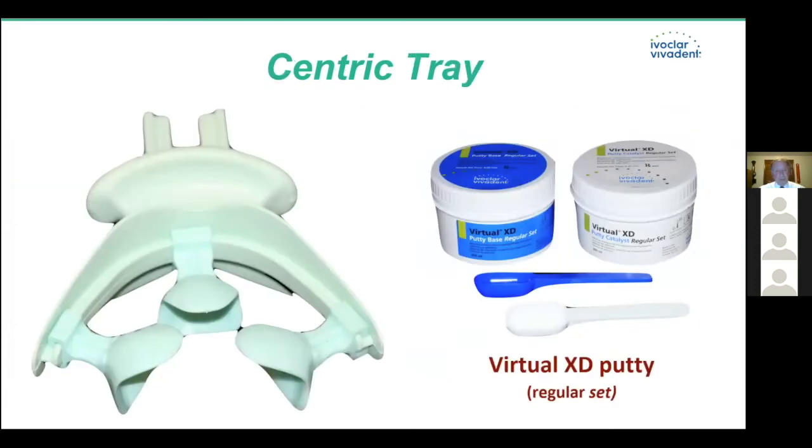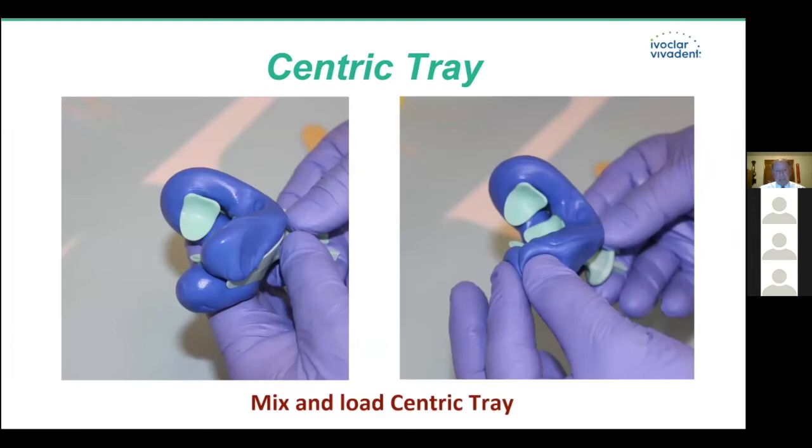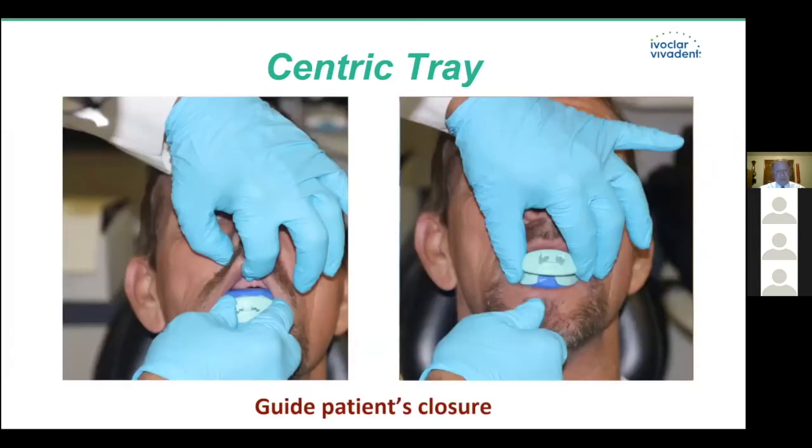This is a Centric Tray. As I said, it's kind of a scaffold-like device. This is the Virtual XD regular set material. We just mix it up into a doughy stage, and we apply it to the Centric Tray and place it in the patient's mouth. You could do some predetermined vertical dimension by putting a dot on the chin and a dot on the nose. If you've got different devices to help you get vertical dimension, those are great.